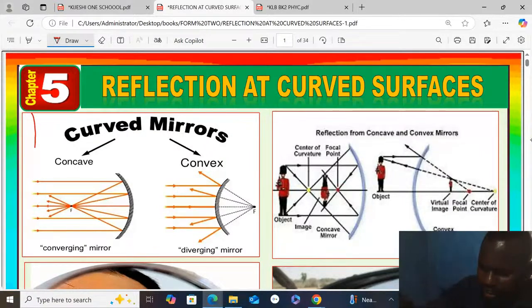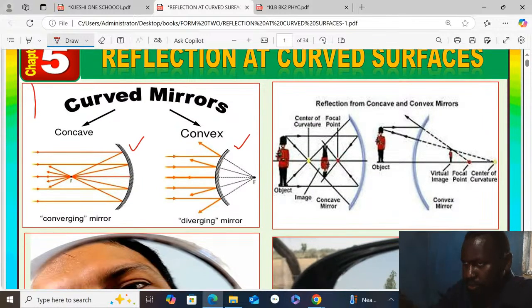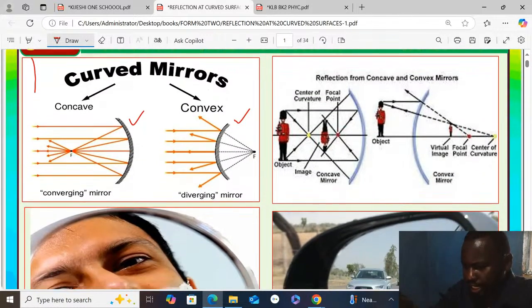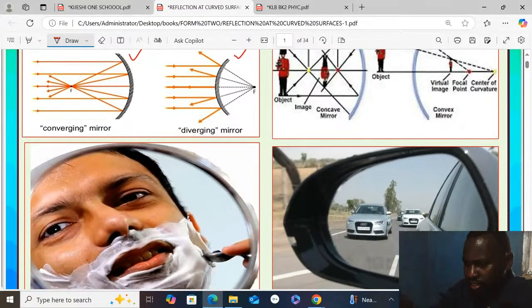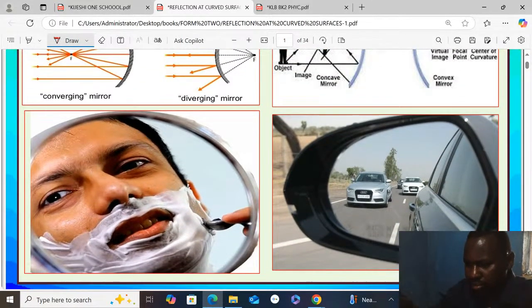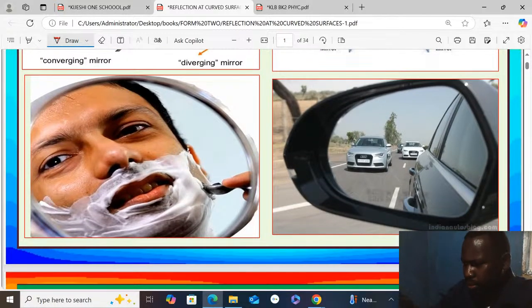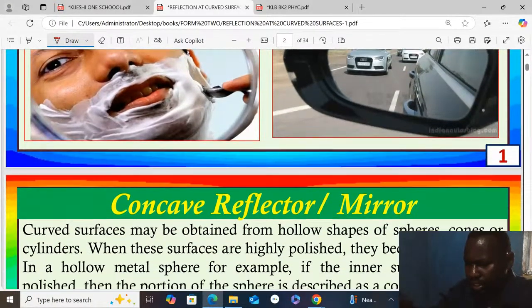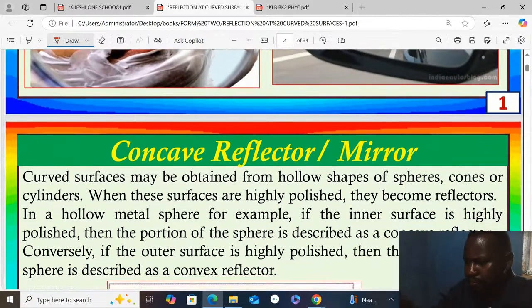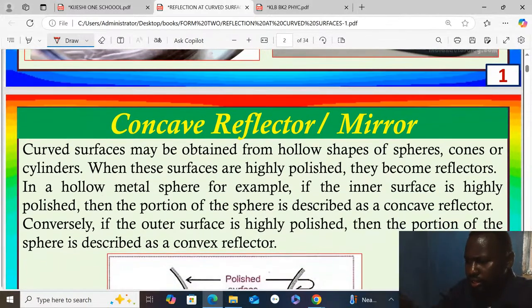So this is the concave, and this is the convex. But we shall look at it in detail. So this is just part of the introduction, pictures of the introduction. Let's start with the concave reflector or the concave mirror.